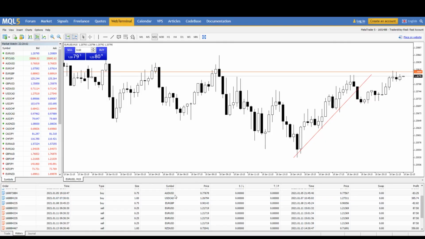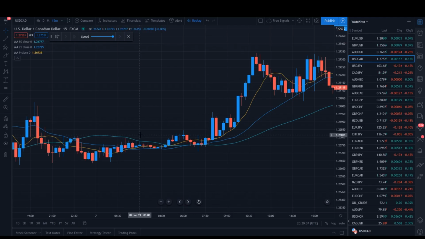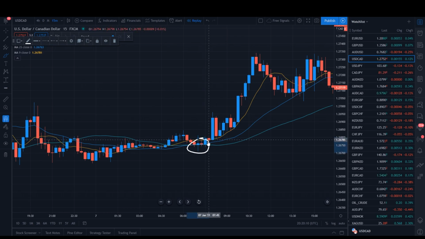So once again, USD CAD now, one lot size trade. This was quite a big one. As you can see, $385 in profit. Bullish engulfing candle once again.